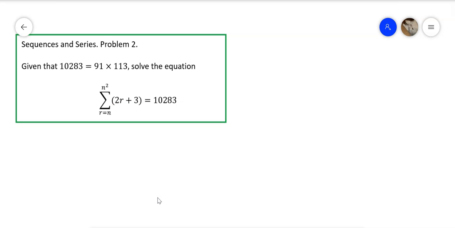If you're already familiar with arithmetic sequences, then it's not hard to see that the term 2r plus 3, or 3 plus 2r, represents a common term of an arithmetic sequence with a common difference 2. If you're not convinced, try substituting 1, 2, 3 for r and see if you get an arithmetic sequence.